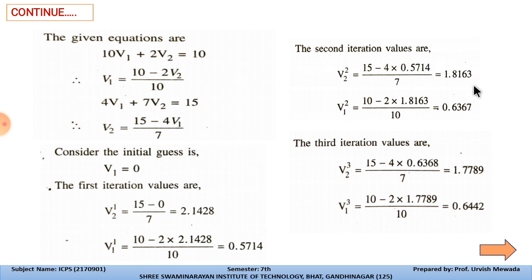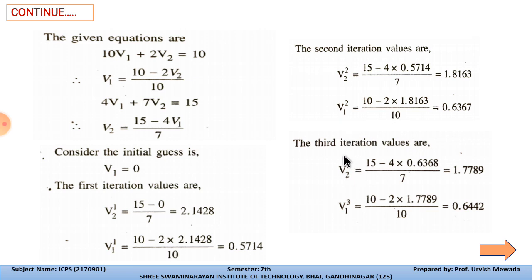So V2 is 1.8163, and from this is the V2 squared. So 10 minus 2, here we can place the value of V2. So this is the V2, 1.8163 divided by 10. So V1 raised to 2 is equal to 0.6367. So this is how we can consequently perform the iteration sequence.